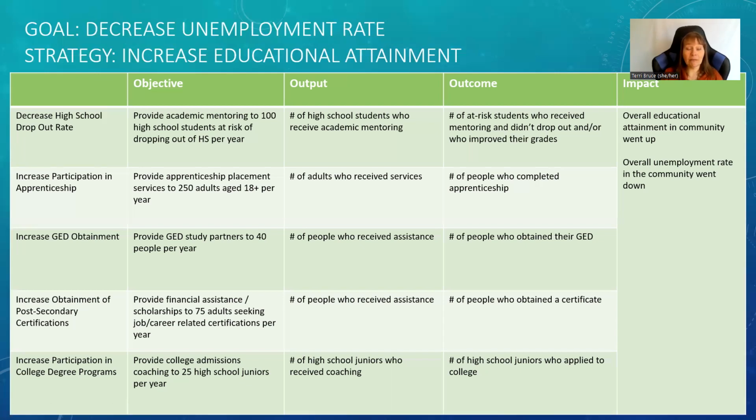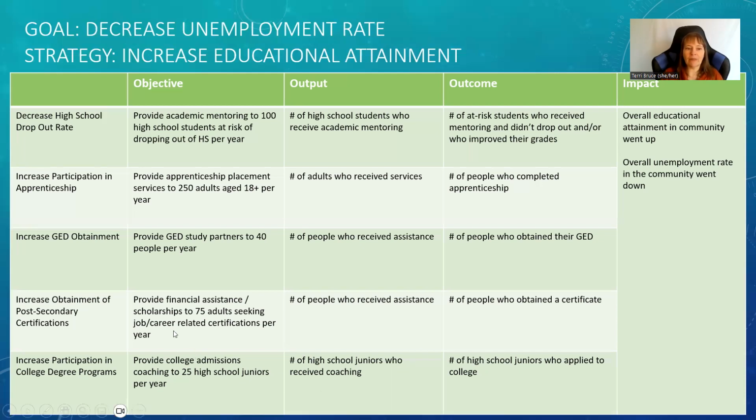It's that simple. If you're trying to increase apprenticeship participation and you're providing placement to people in apprenticeships, it's the number of people who completed apprenticeships, because that's a change in behavior. And all of these are also hopefully a change in skills, right? And knowledge. We're trying to increase educational attainment. So they have increased attainment, which is a change in behavior and or knowledge.